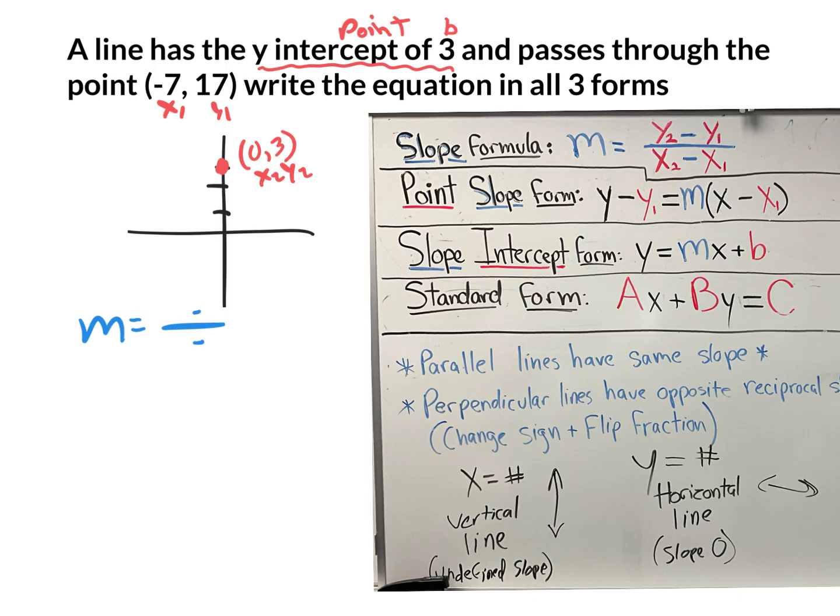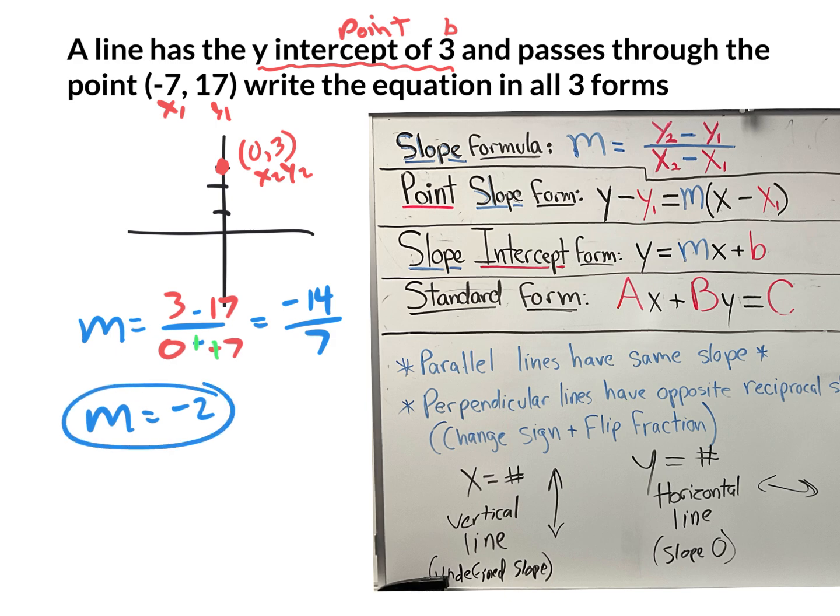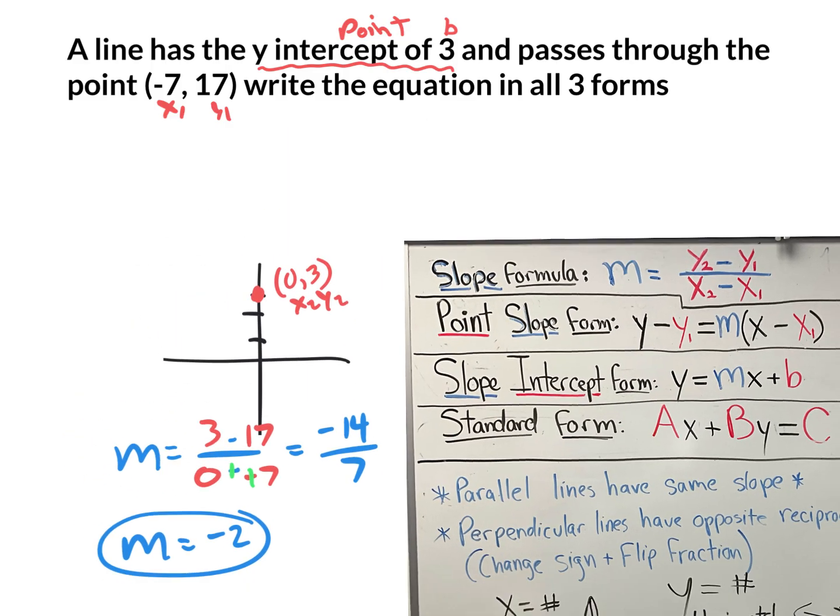But anyways, we're going to start with the slope formula. y2 minus y1 over x2 minus x1. That's 3 minus 17 over 0 minus -7. So the minus negative changes to plus. We end up with -14 over 7, which means that our slope is actually -2. Are you with me? Okay, it's probably one of the hardest questions on the test. So you have your slope, you have a point. Let's start with point slope form.